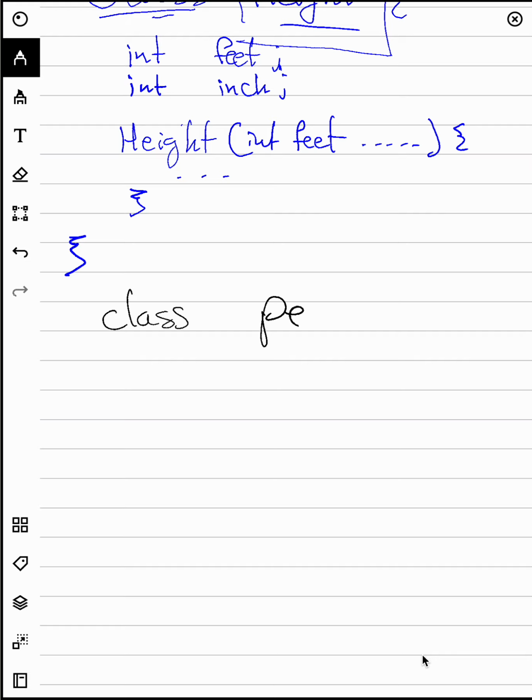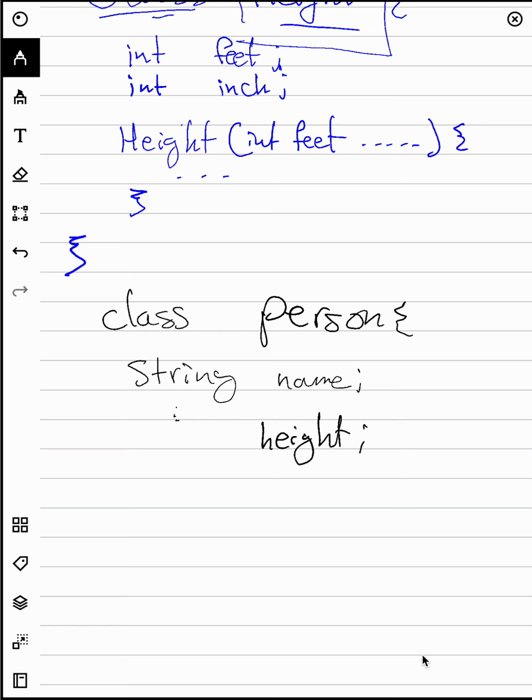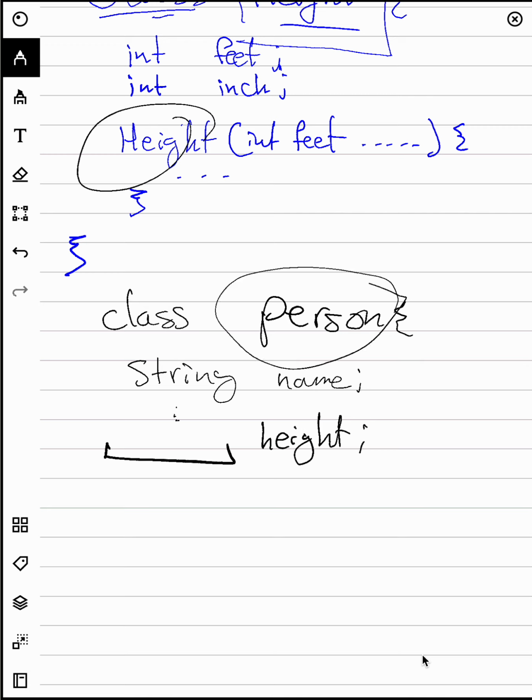In our class person, where we used to have string name and so forth, and we used to have int height, what should we have here now? We need to connect this class with the other class. Yeah, we want to connect the height class to the person class. So how do we do this?